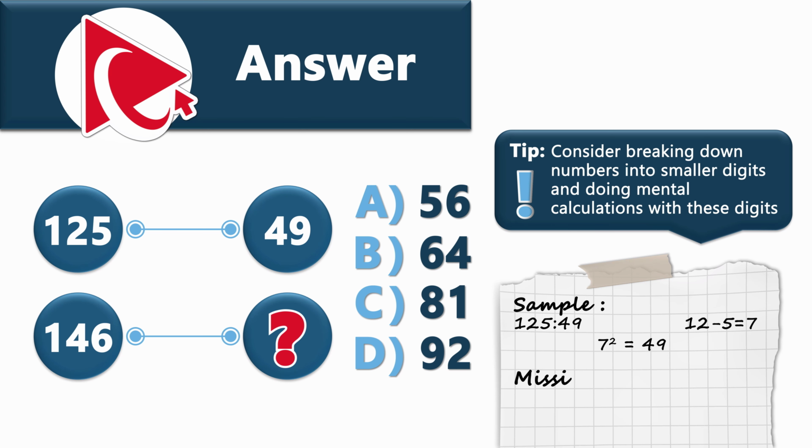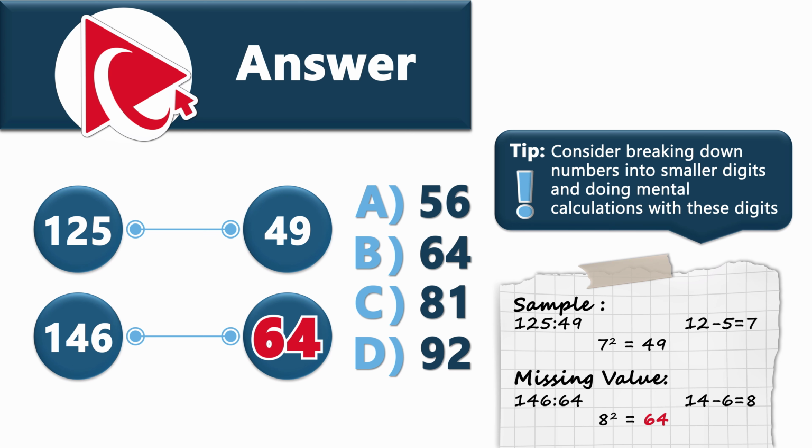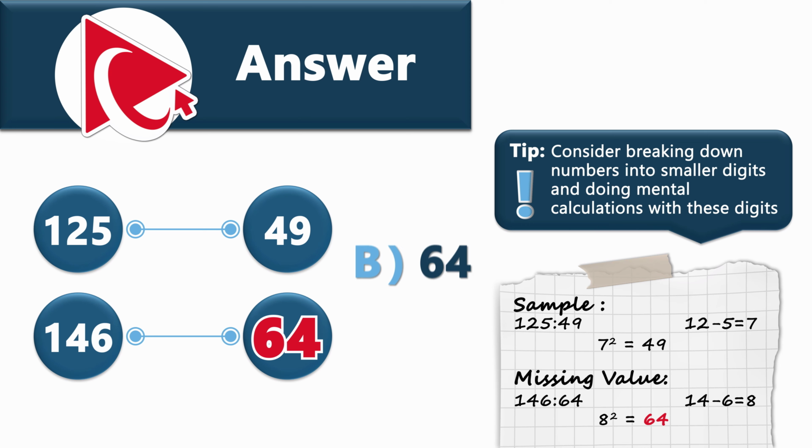To calculate the missing value, let's look at the number 146 on the left and the number 64 on the right. From 146, let's build an expression. 14 minus 6 equals 8, and 8 squared equals 64. So the correct answer here is choice B, 64.